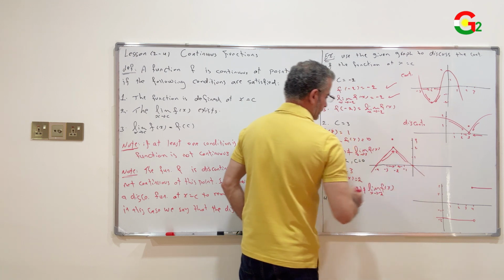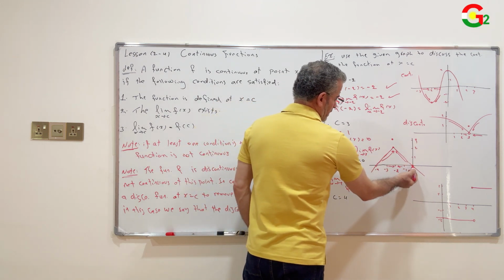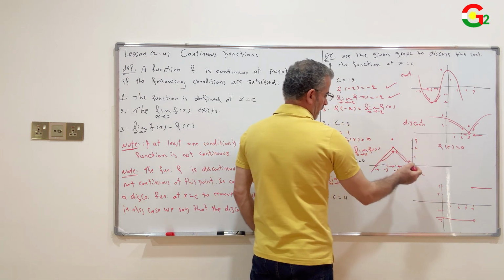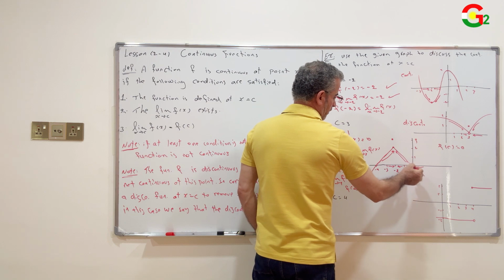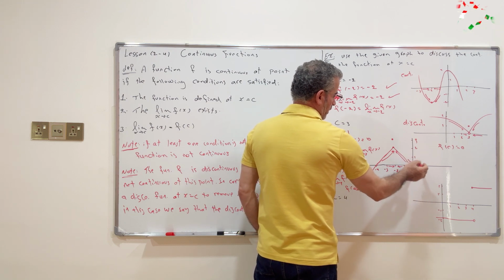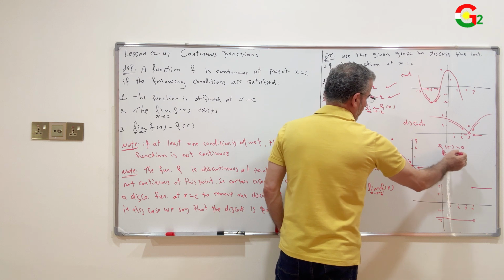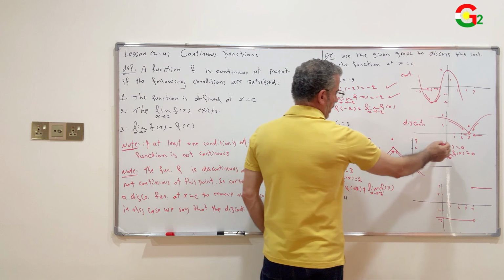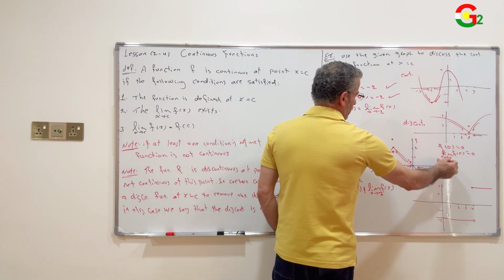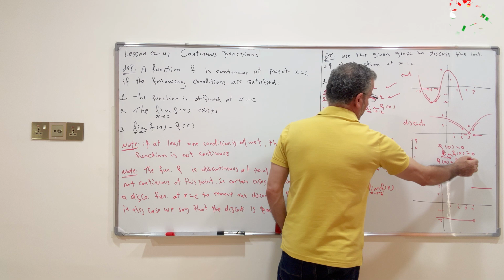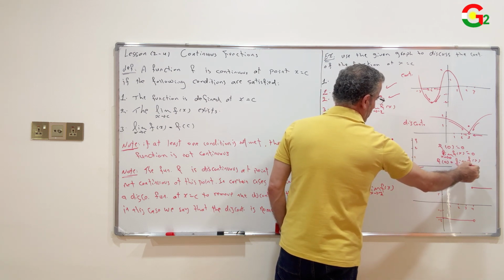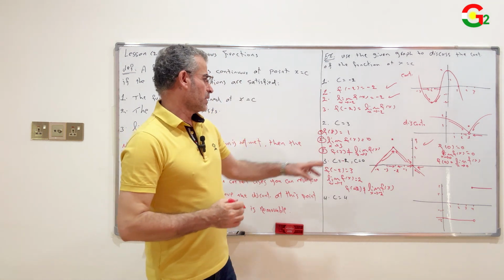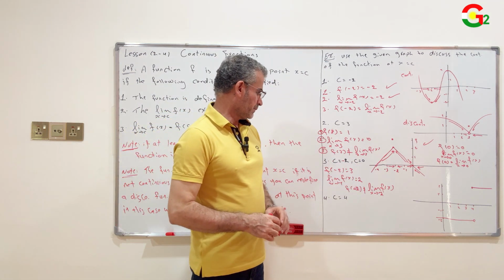c equals 0. f of 0, as you see, is 0. The limit when x approaches 0 from left and right is 0. And the value of the function at 0 is equal to the limit of the function when x approaches 0. So the function is continuous when c equals 0.